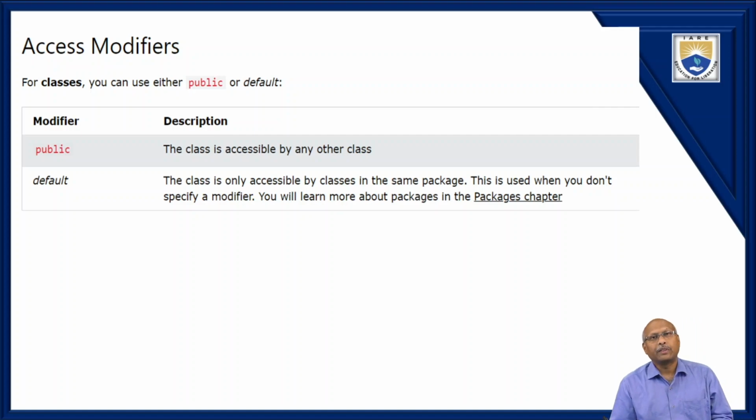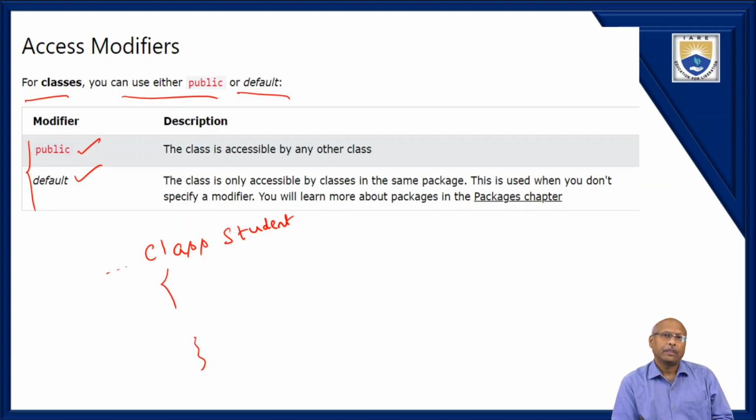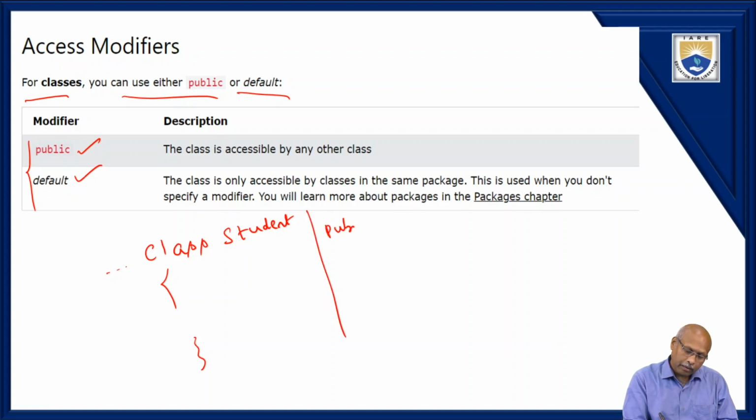Whenever you want to use access modifiers for a class, you can use either public or default. These are the two modifiers you can use along with the class. Generally, you are writing class Student. If you are not writing anything, that comes under default. If nothing is mentioned before the class, that is default. But sometimes you may write like this: public class Student.